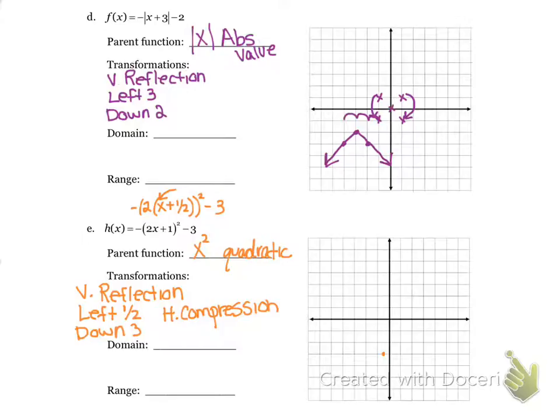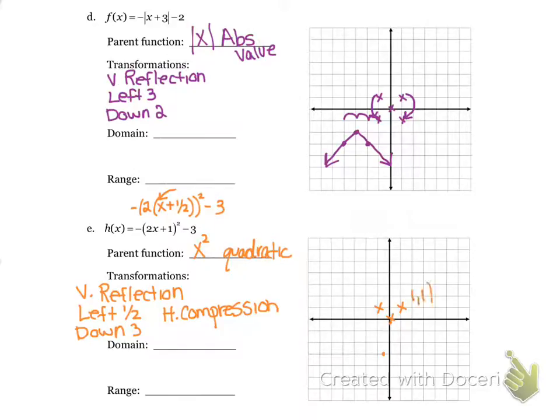Okay, so usually the parent function of a quadratic has these 3 points, right? And we just connect the dots like this. So let's take one at a time. Okay, so we have a vertical reflection. Well, let's do the compression first. So it's going to compress by 1/2. So we're going to multiply.